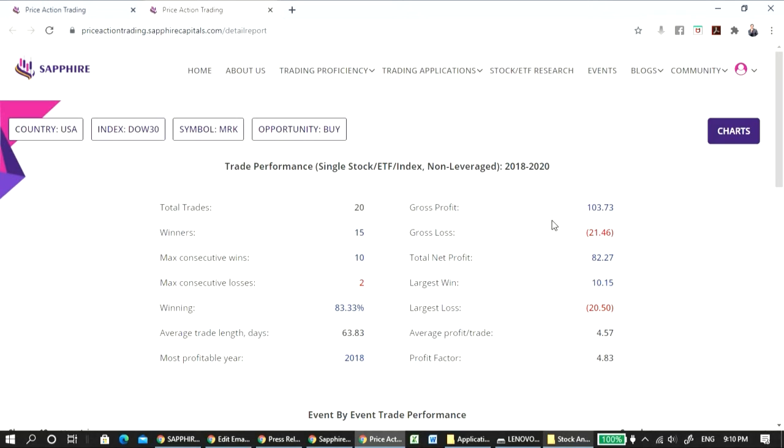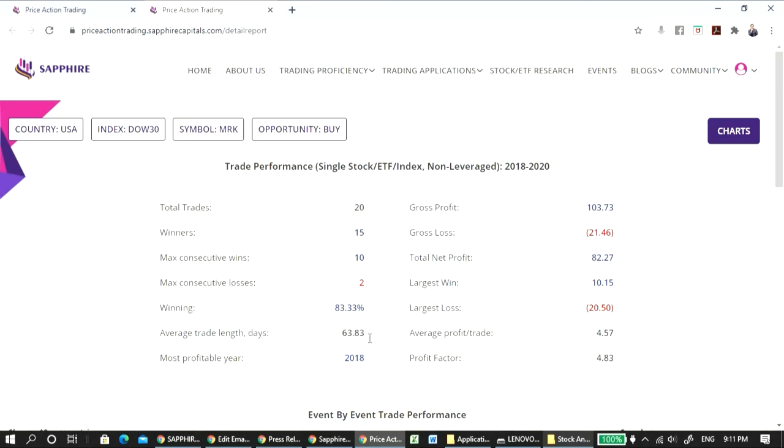The trade performance table, as you have seen typically in Sapphire Capital's applications, is always based on a single stock over a period of 2018 to 2020. Total number of trades were 20, but this includes the open trades. So if you subtract the open trades and then take the winners among the closed trades, you'll have a winning rate of 83.33%, which is great. And maximum consecutive wins were 10. So it's a fairly interesting stock to look at for price action analysis or for price action trading.